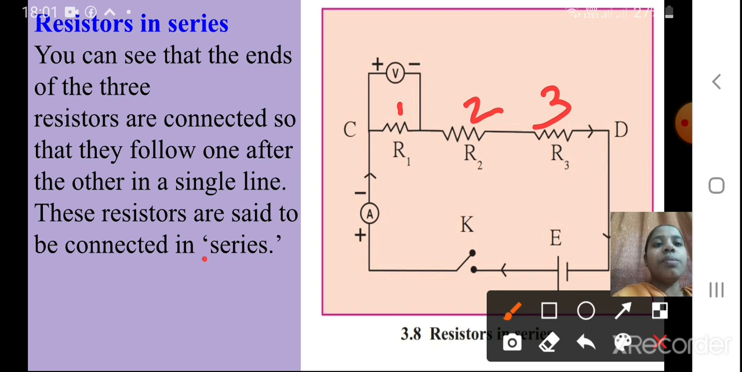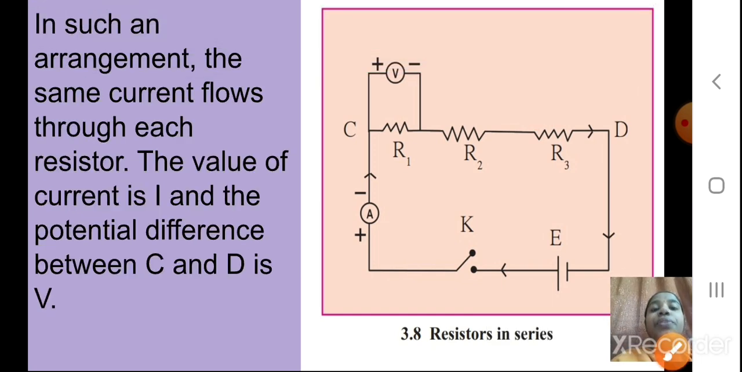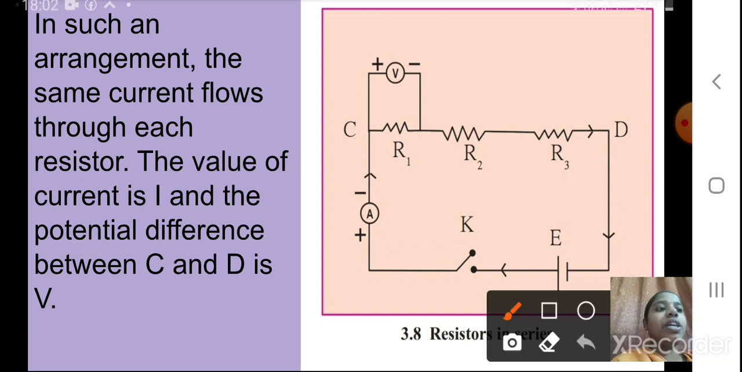Okay students, what is important here? Series. When you connect the resistors in this way, you have seen the diagram also, how the resistor looks. When three different resistors are connected this way with the help of conducting wires, we say they are in series. Okay students, I hope till here it is clear. Okay, we'll proceed. See here. Now what is next? In such an arrangement, the same current flows through each resistor. What will happen? The current which is flowing.